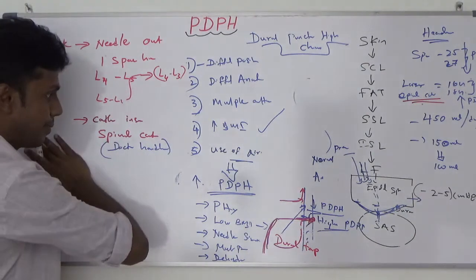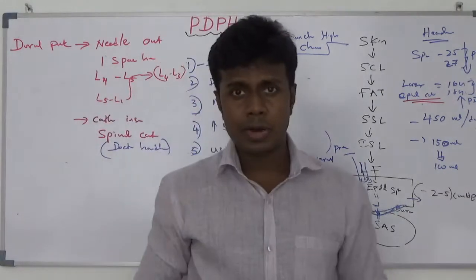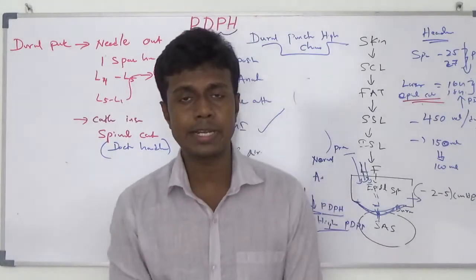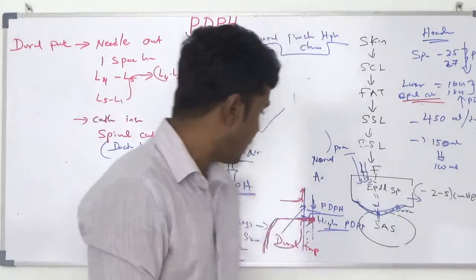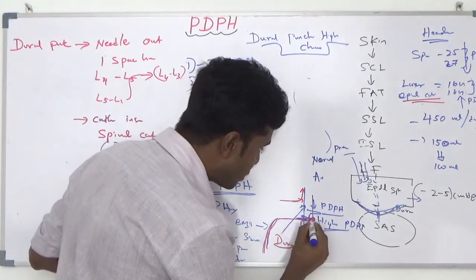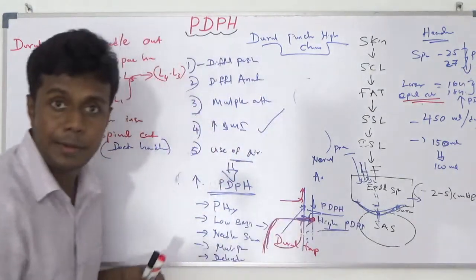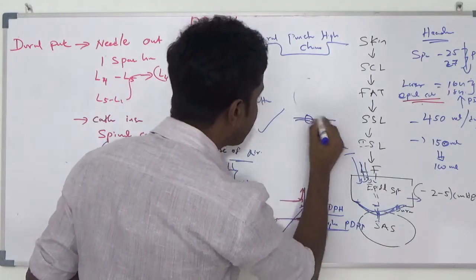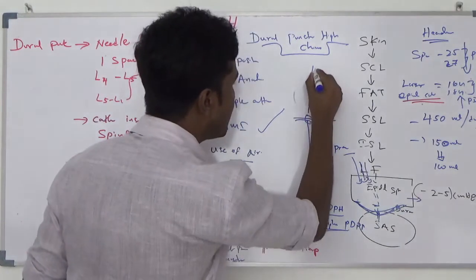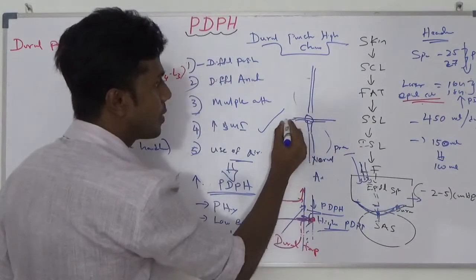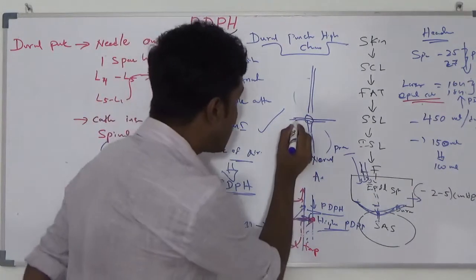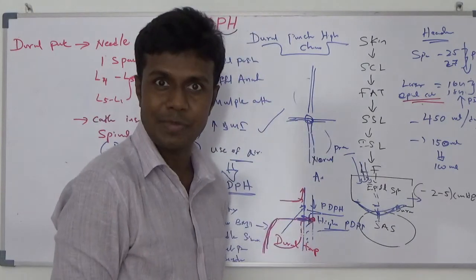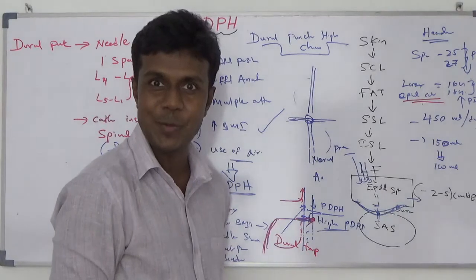Not only that, what are the other benefits of putting a catheter into the subarachnoid space? Once you put the catheter into the subarachnoid space from this needle, here is the hole, here is the catheter, here is my dural layer. What happens? The dural layer identifies this catheter as foreign material. Yes, it is foreign material. The catheter is not normally present in your body.